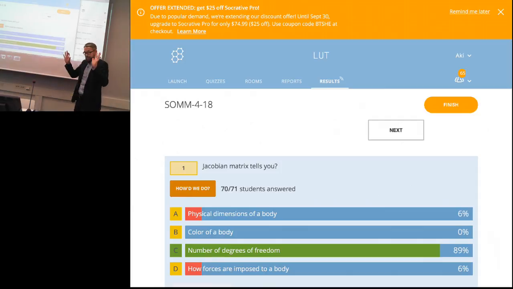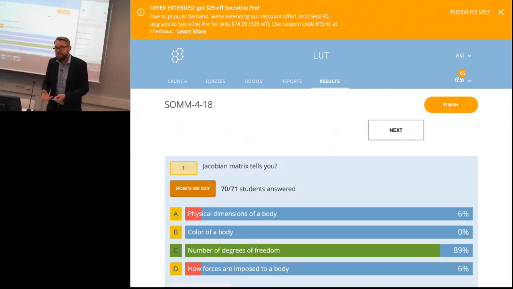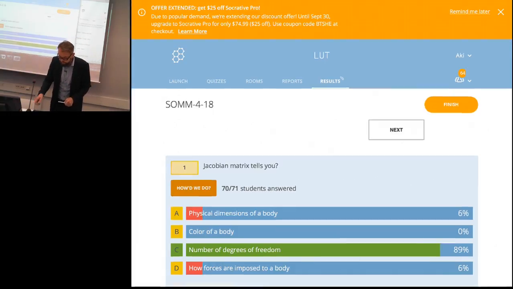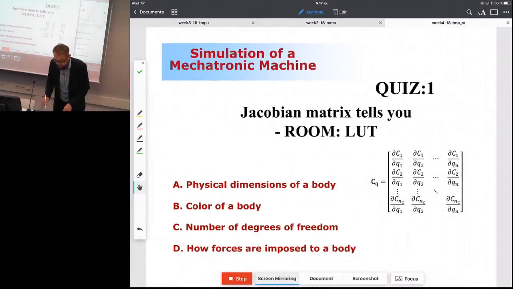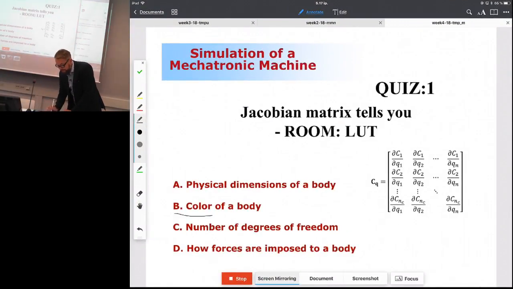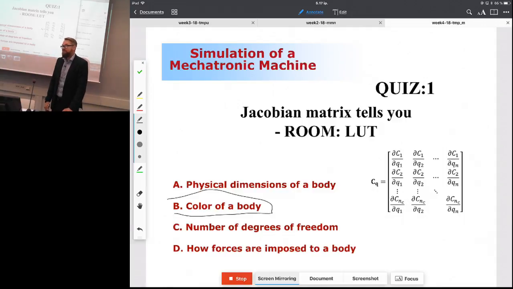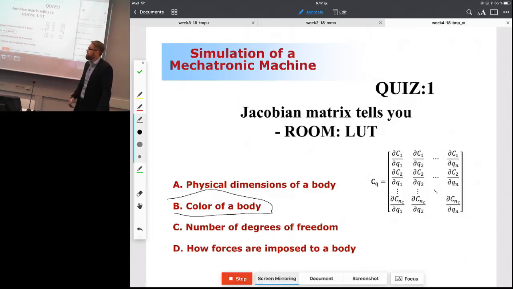Okay, good news. 89% of students know that the Jacobian matrix tells the number of degrees of freedom. Another very good news is that no one is saying that it defines the color of the body. So I'm very happy. You're learning multi-body dynamics, obviously, big time.